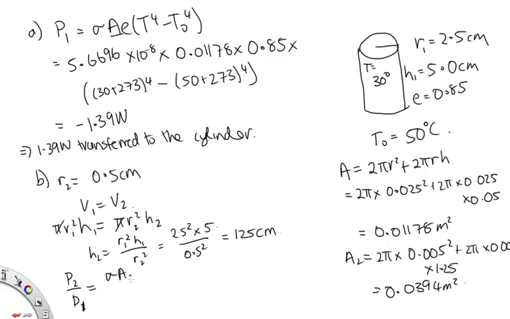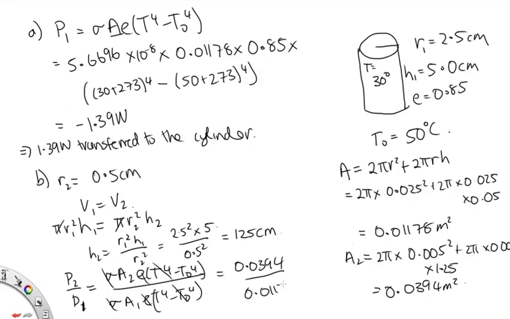This is sigma A2 E (T to the 4 minus T naught to the 4), over sigma A1 E (T to the 4 minus T naught to the 4). Everything apart from the surface area is staying the same, so it will cancel out. So we've just got A2 on A1. A2 is 0.0394 over 0.01178, that's our A1. And so solving that, we end up with 3.34. So cylinder 2, the long skinny one, loses heat about 3.34 times as quickly as cylinder 1, the short stubby one.